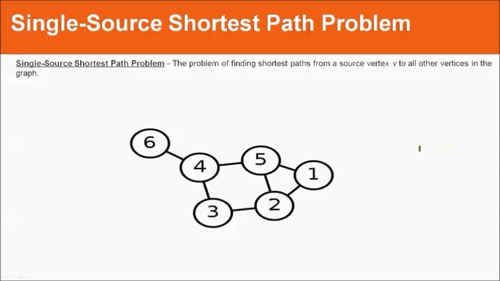Okay, so let's try to work on this one, the single source shortest path problem. It is the problem of finding the shortest paths from a source vertex V to all other vertices in the graph. We're going to use this example, the graph below.